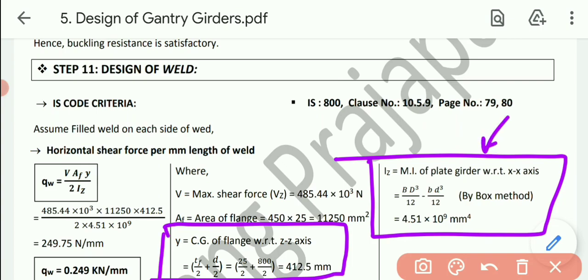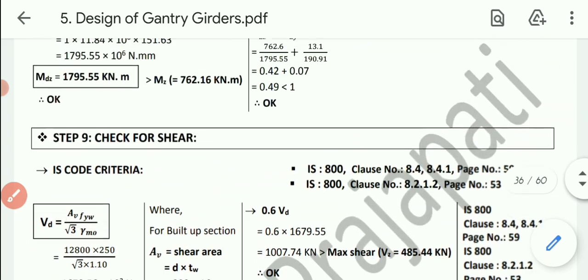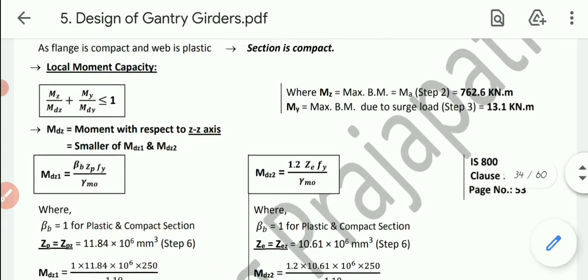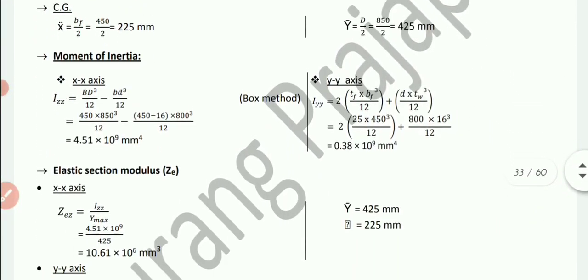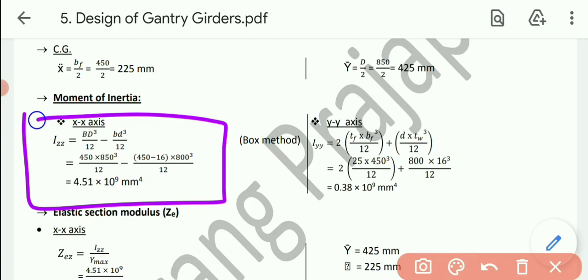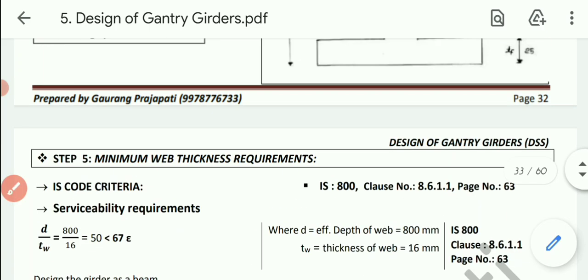We have already calculated this one in step number 6, IZ. So let's calculate Y bar. First of all, you can see the IZ over here in step number 6. Yes, IZ is over here. So in step number 6, it is 4.51 into 10 raised to 9.